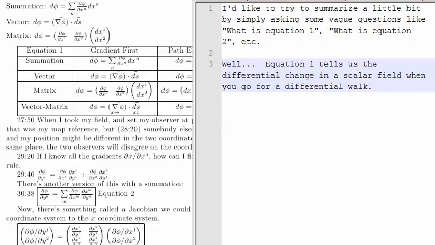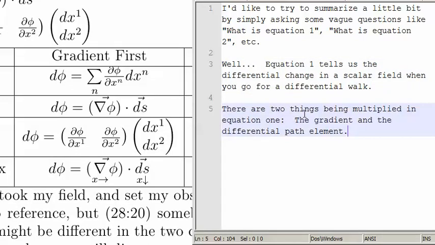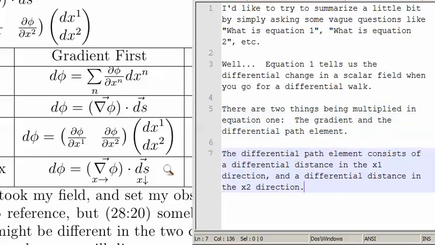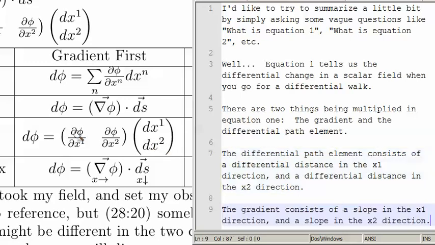Well, equation 1 tells us the differential change in a scalar field when you go for a differential walk. There are two things being multiplied in equation 1, the gradient and the differential path element. The differential path element consists of a differential distance in the x1 direction and a differential distance in the x2 direction. The gradient consists of a slope in the x1 direction and a slope in the x2 direction.